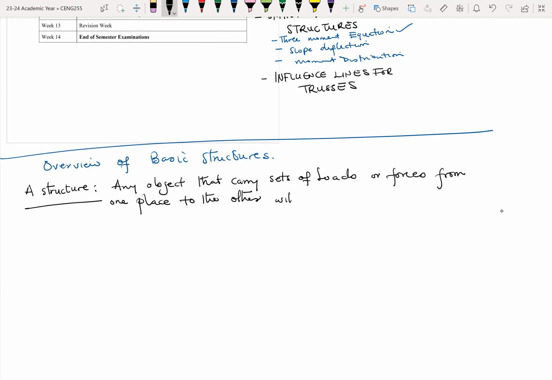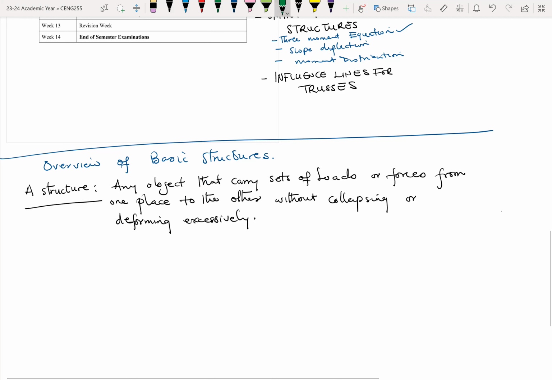And it should be able to do that without collapsing. Once it collapses, then it's no longer a structure, right? So without collapsing or deforming excessively. Okay. So it means that there would be some deformation, right? But the deformation should not be excessive, because once the deformation is too much, a few things come into play. We'll discuss some of them going forward. But typically, when there's too much deformation, that can also lead to the collapse of the structure.